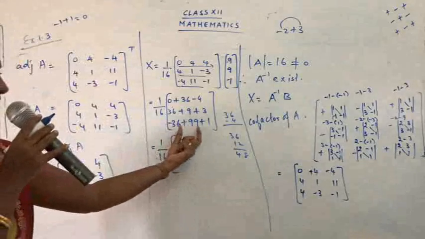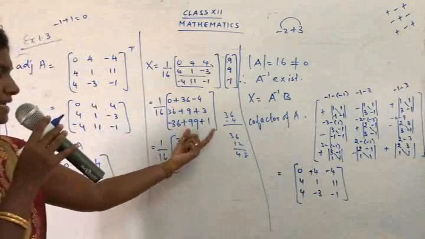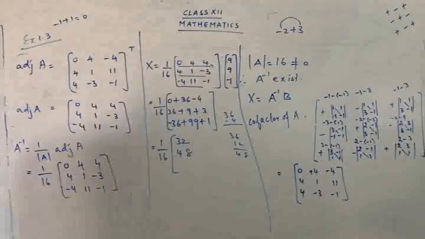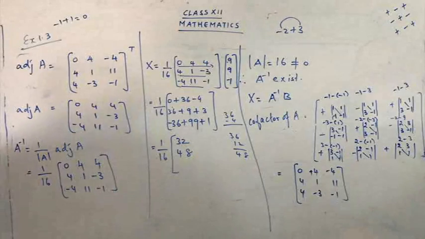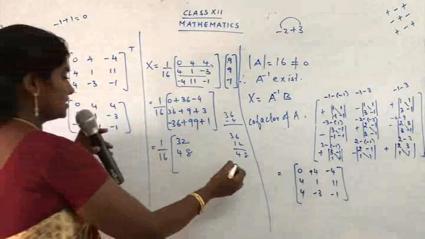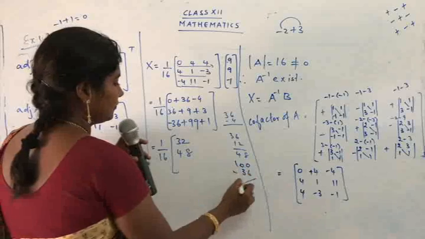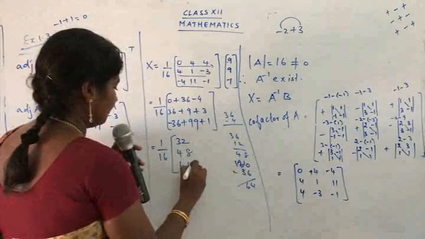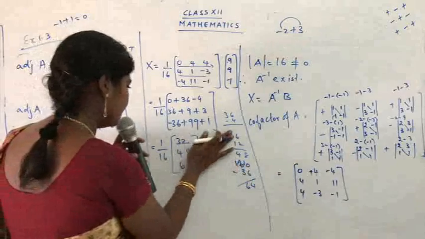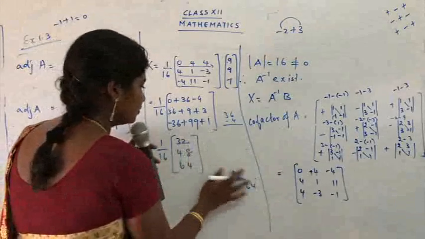Yes, children. So take the positive numbers together first. So 99 plus 1 gives you 100. 100 minus 36, what's the answer? Yes, it's 64. 100 minus 36, 64. So we have just come to the answer part.